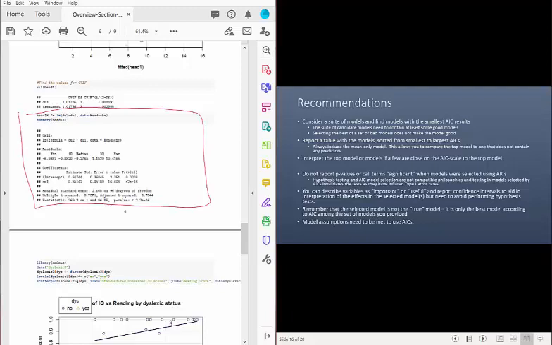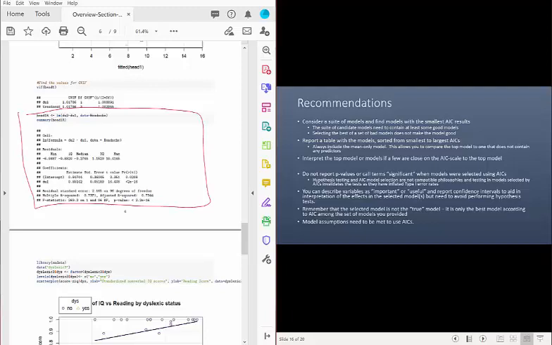Interpret the top model or models if a few are close on the AIC scale to the top model. Do not report p-values or call terms significant when models are selected using AICs. Hypothesis testing and AIC model selection are not compatible philosophies, and testing a model selected by AICs invalidates the tests as they have inflated type 1 error rates.